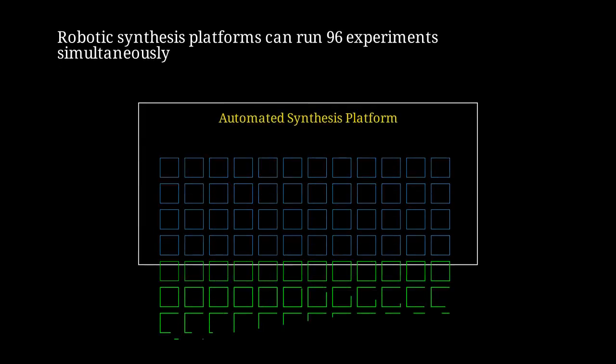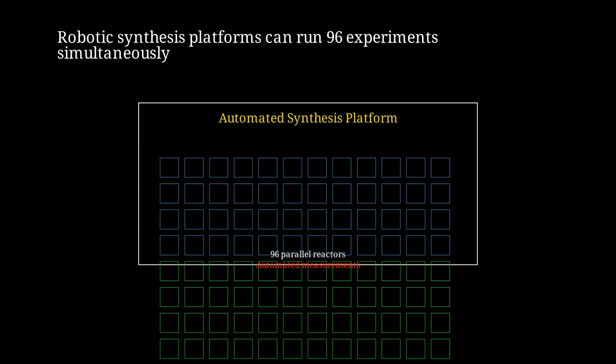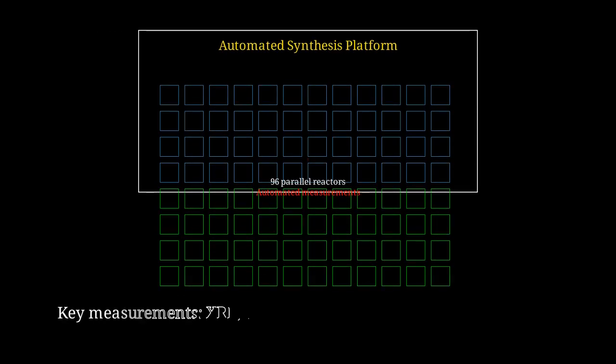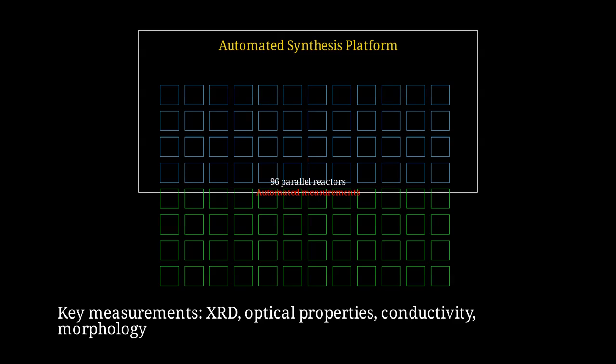This diagram shows a typical 96 well plate setup. Each well represents an independent experiment running in parallel. The blue wells are currently synthesizing, while the green wells have completed synthesis and are ready for measurement. Key measurements include X-ray diffraction for crystal structure, optical spectroscopy for band gaps, electrical conductivity, and electron microscopy for morphology. All of these can be automated with modern instrumentation.